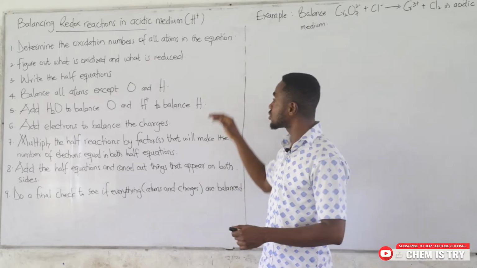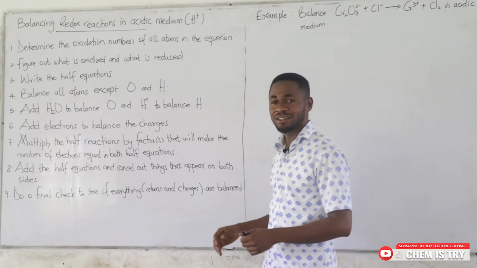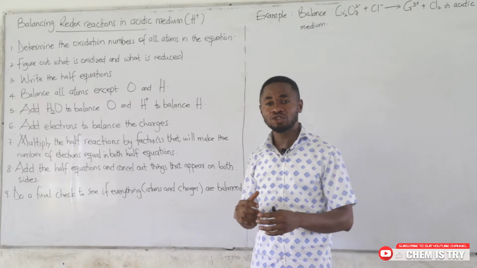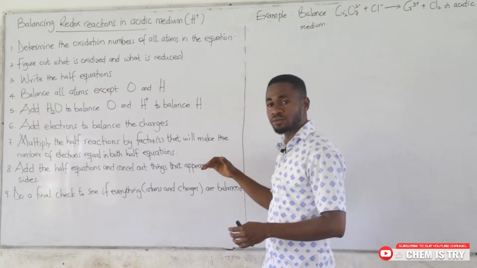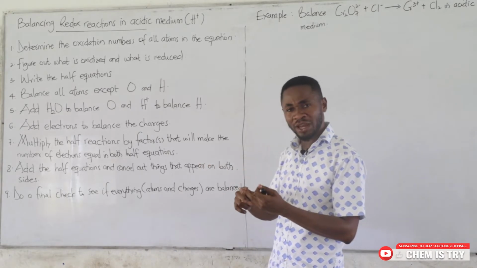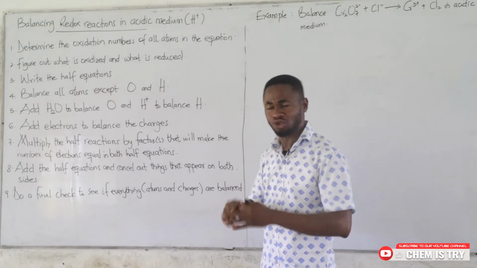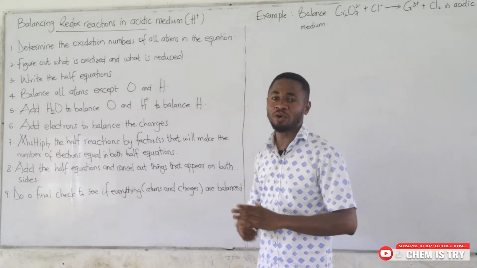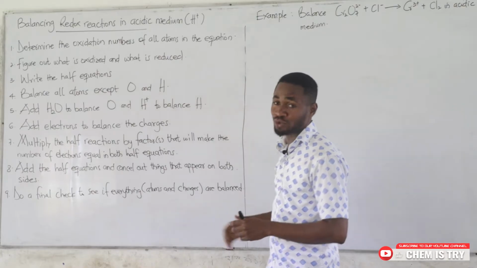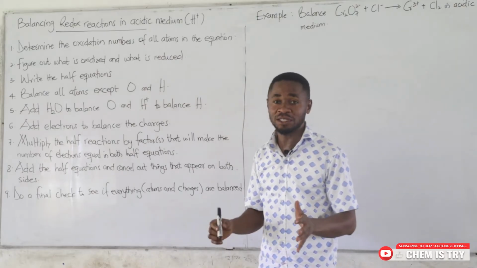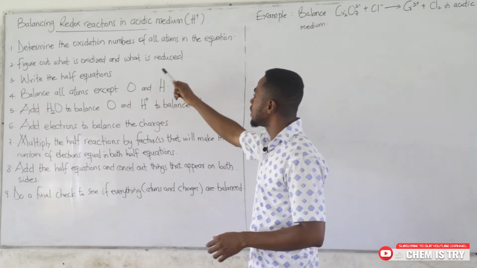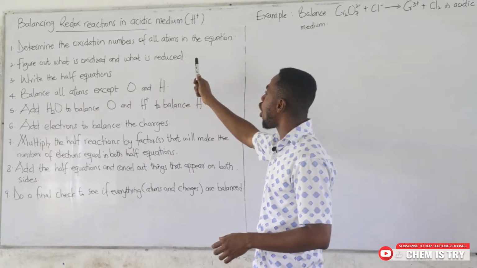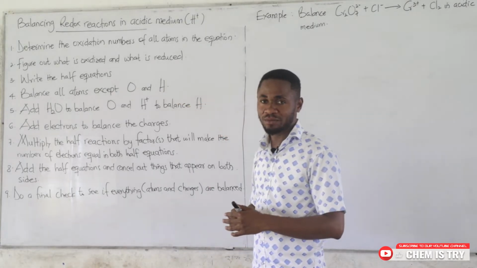Now they might seem so many, but trust me, if you try solving questions with these steps, when you solve 1, 2, by the time you get to the 3rd question, you should be okay with the steps. So don't worry about the number of steps you have to go through. It's very easy. Now, in the first step, we determine the oxidation numbers of all the atoms in the equation.